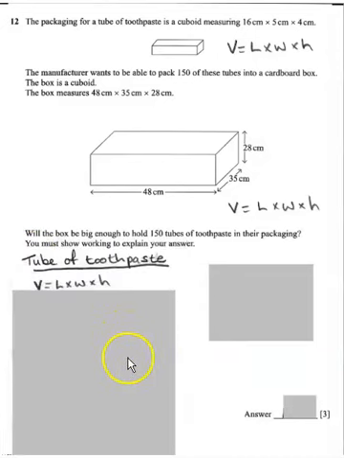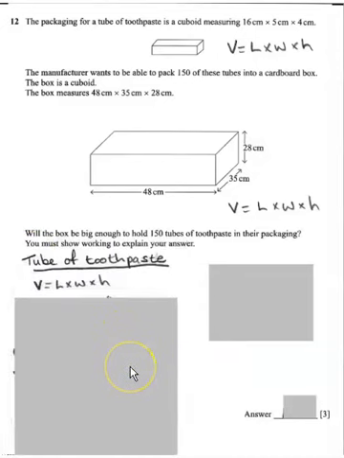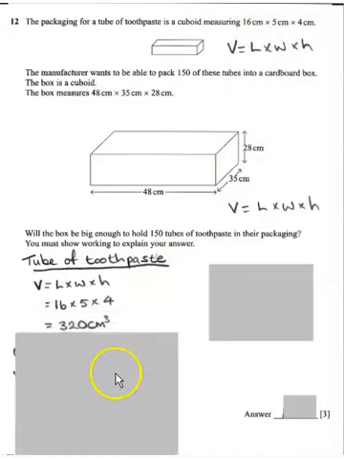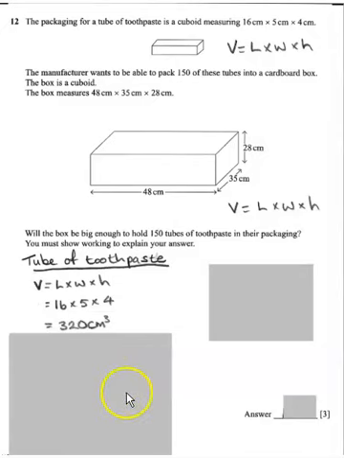So what we've got is we find the volume of the tube of toothpaste first. Now all we're doing is multiplying 16 by 5 by 4, and that's what we've got there. Length times width times height. And that's the answer for that one. That will be the volume of the tube of toothpaste.